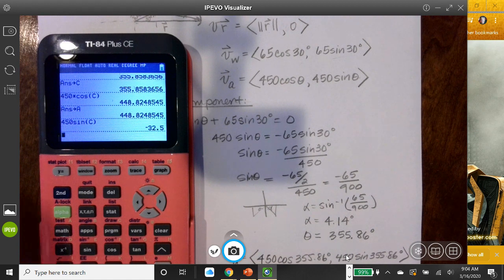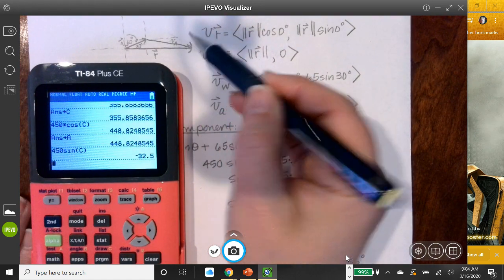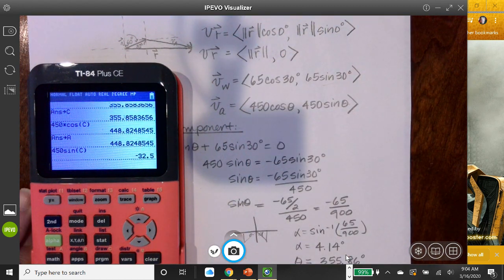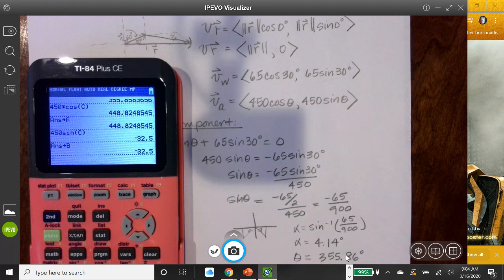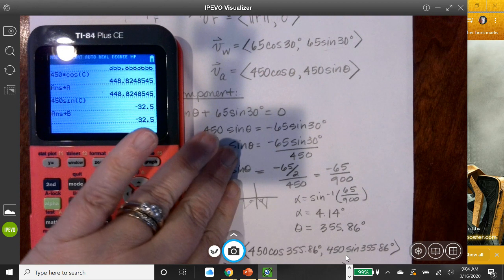And that makes sense to me because we said we were going over 448 and then down 32. That makes sense. Okay, so I'm going to store this in alpha B. There it is, alpha B. And then the magnitude of the airplane, we already know that's 450, so we don't need that.